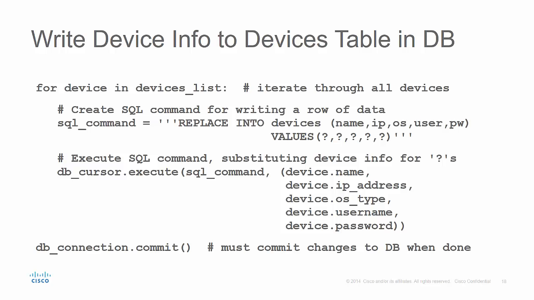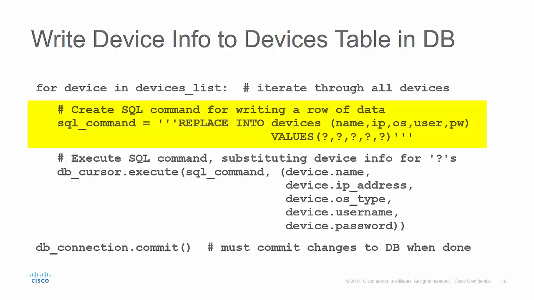At this point, we can actually write entries into this table. In this example, we will use a for loop going through our devices list in order to write entries into the database table. Within our for loop, we are going to create an SQL command that says replace into the name of the table, which happens to be devices. The things that we are going to write into it are name, IP, OS, user, and password. Remember, those are the fields from the table that we created.